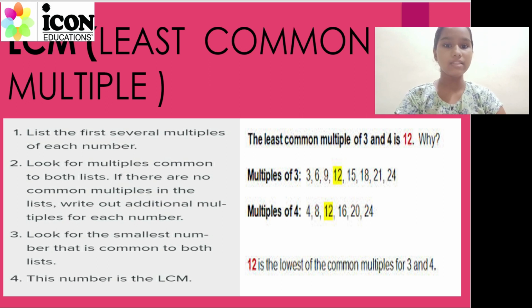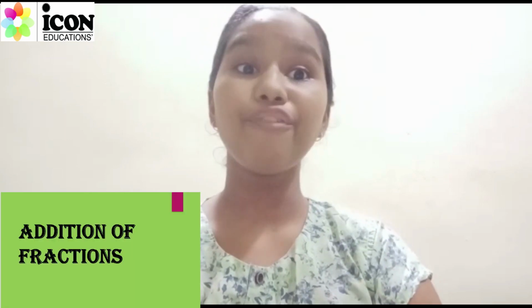The second step is look for multiples common to both the lists. Now see the list of multiples of 3 and 4, and we have to find numbers which are common. So here we can see that 12 and 24 both are common. The third step is look for the smallest number that is common to both the lists. Now here we have 12 and 24 both common, but we have to find the least common multiple, means the lowest number which is common, which is 12, and hence the LCM of 3 and 4 is 12.